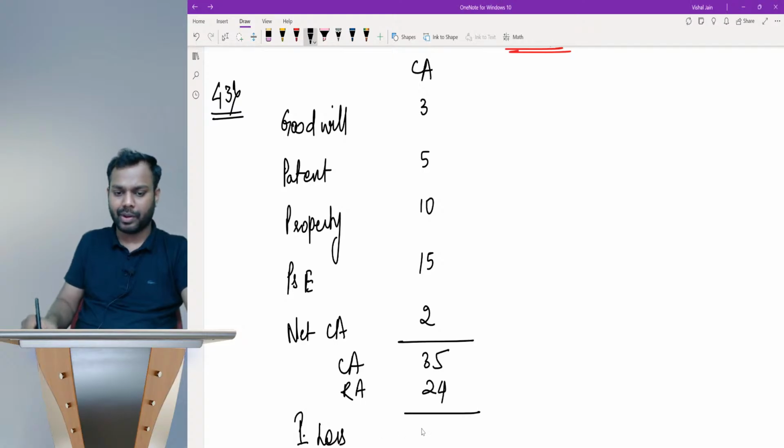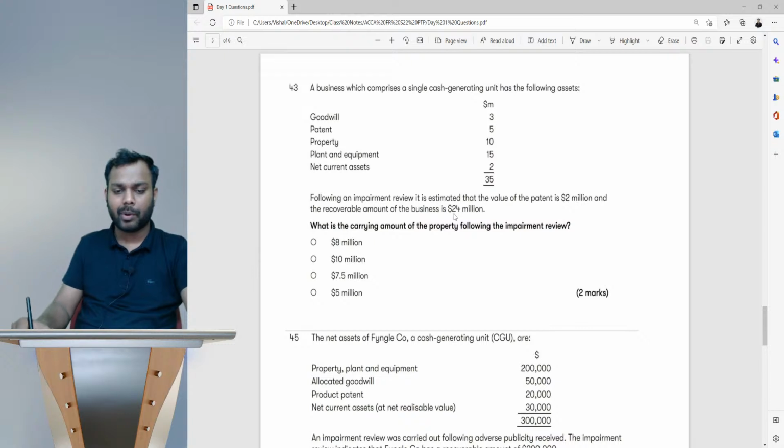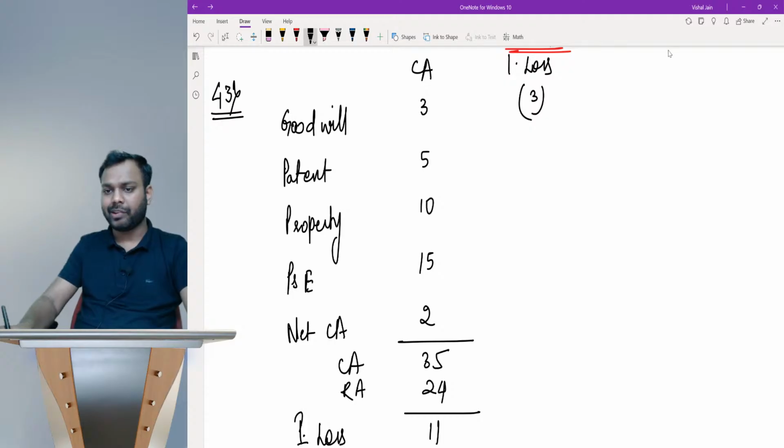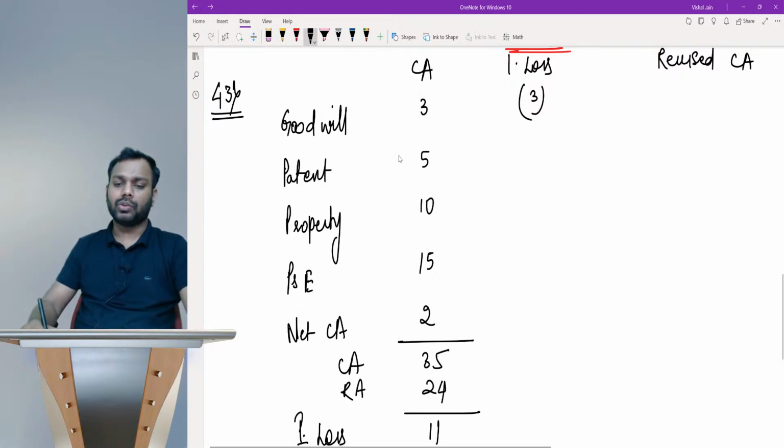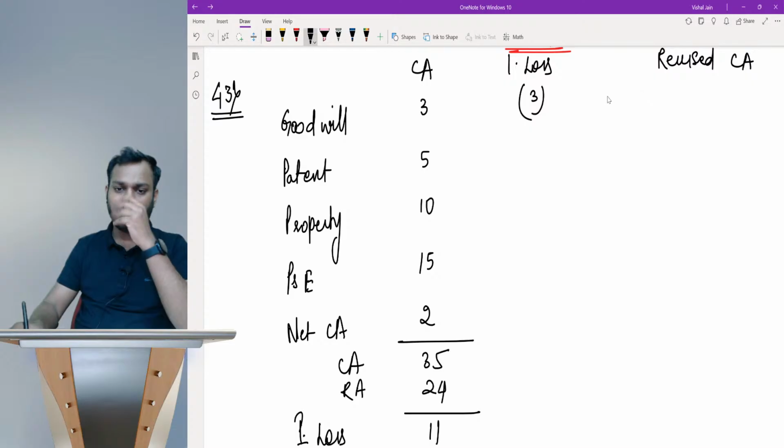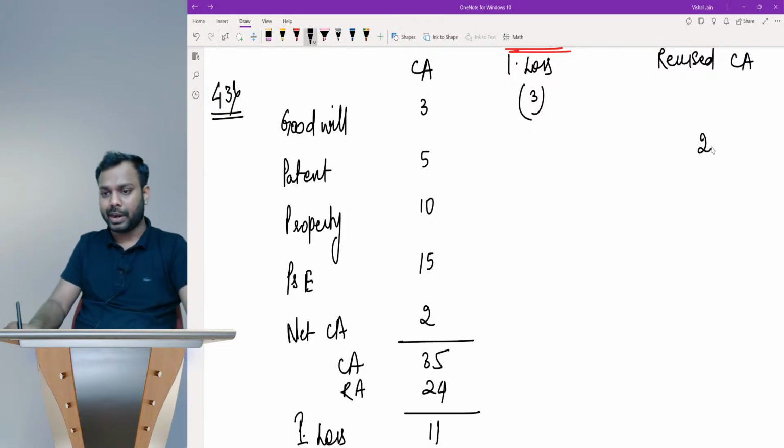Impairment loss is 11. Now how will you allocate impairment loss? First you will impair the goodwill fully. Now patent, what is the recoverable amount of patent? Well, patent has a value of 2 million. So to bring it to the revised carrying amount, I'll write here revised carrying amount. Now for this it has to be 2 here, right? So how much to impair? 3, right? So it is nil here, it is 2 here.